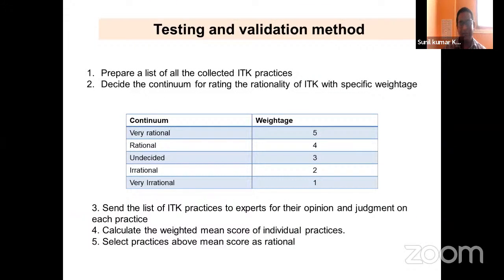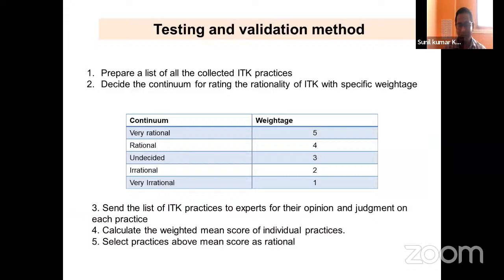Scientific validation can be done: you can prepare a checklist for ITK practices. Then you can decide the rating continuum for a specific weightage, like very rational, rational, and very irrational, decided by experts in that particular crop or the practices you are going to evaluate. You can send the list of ITK practices to the experts for opinion and judgment on each practice. You can use the Likert scale, expert opinion, or the Delphi technique, and you can calculate the weighted mean of individual practices.